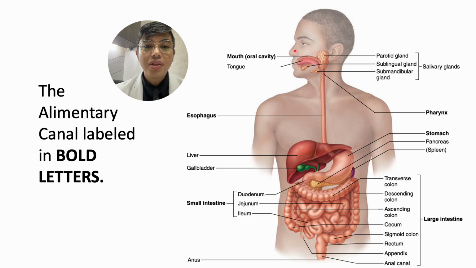It will start with the oral cavity, down to your pharynx, esophagus, to your stomach, down to your small intestine, which has three components, your duodenum, jejunum, and ileum, and of course your large intestine, and it will end at your anus. Let us first tackle your oral cavity.